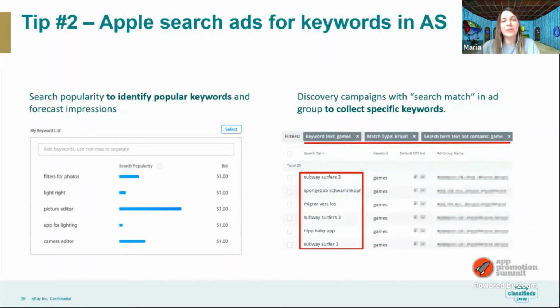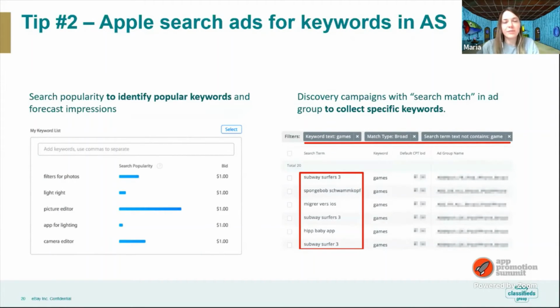And moving to the App Store. This one is a very basic trick, but I think it will be valuable for the audience. The first thing that you can utilize in Apple Search Ads is the search popularity feature, where you can identify the popular keywords. Note here, especially when you're working on different locales, that of course the popularity score might be very similar from market to market, but the number of potential impressions would differ a lot depending on the size of the locale and size of the market.